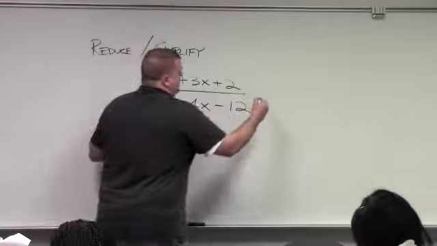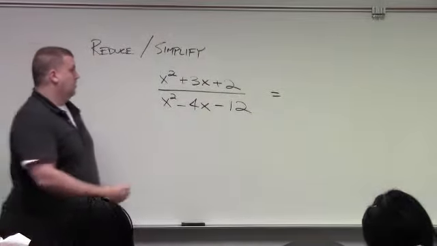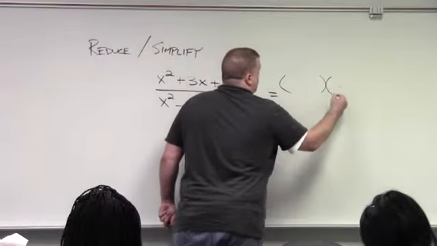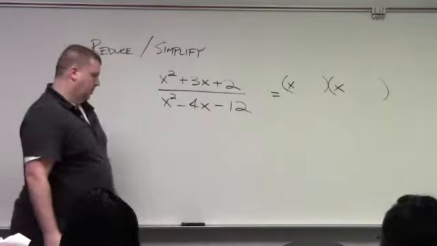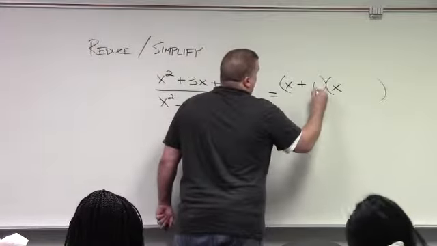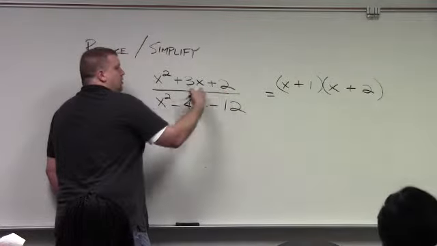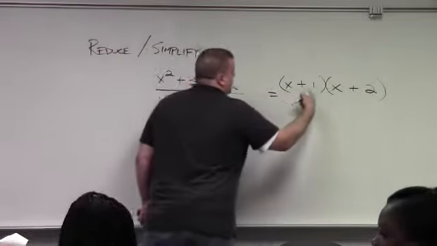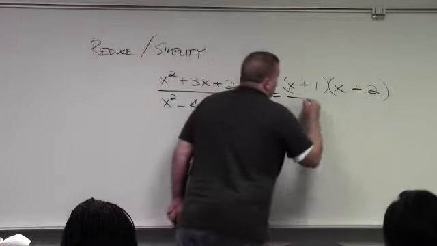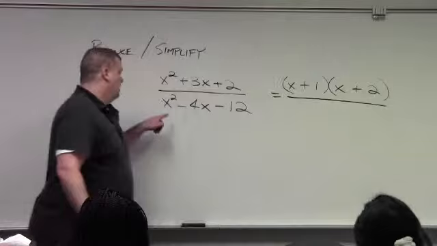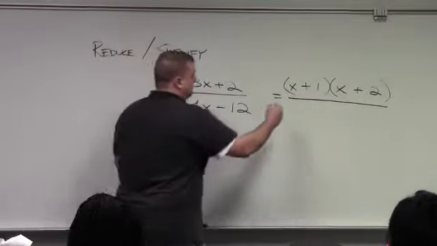So what would the top factor into? x times x. Okay. Plus 1, plus 2. Plus 1 plus 2, I agree with that. Once again, that just goes back to factoring: what multiplies to give me 2 and adds up to 3? That would be 1 and 2. We can do the same thing on the bottom, same factoring technique. Any factors of negative 12 that add up to negative 4? Negative 6 and positive 2.